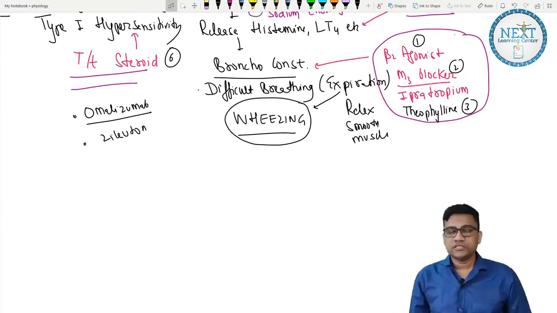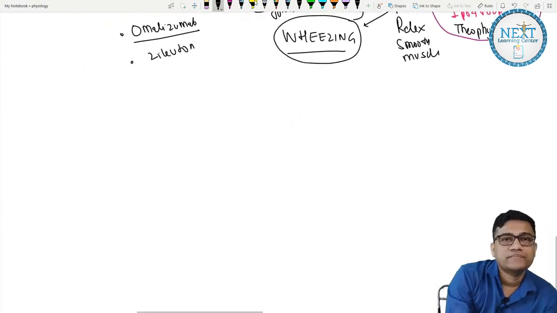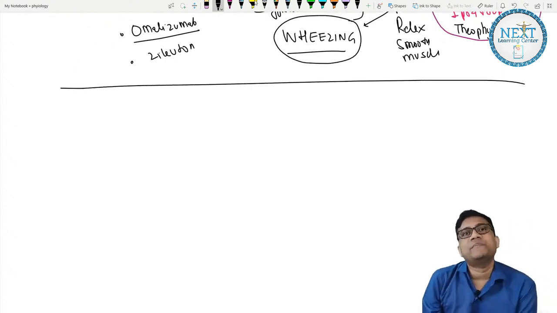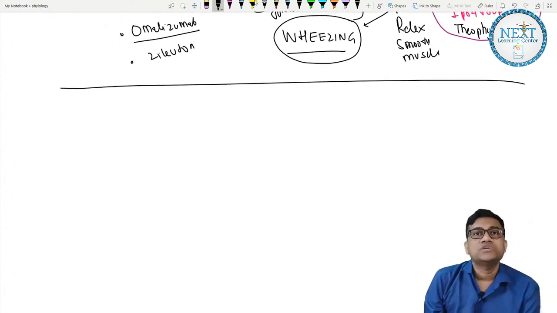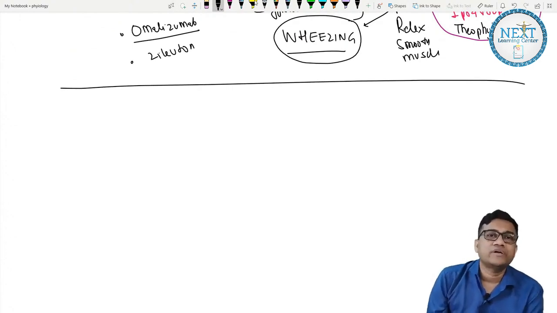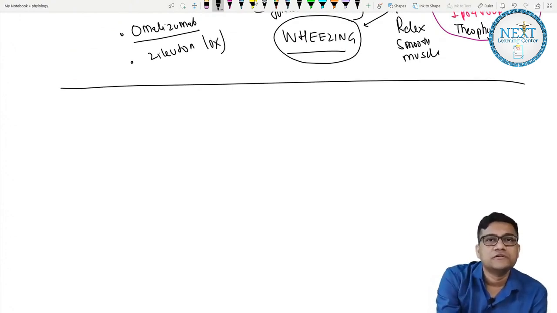So pressure changes. Okay, clear? Leukotrienes are made by what? They are made by the enzyme called lipoxygenase. This is inhibited by Zileuton. So LOX inhibition.